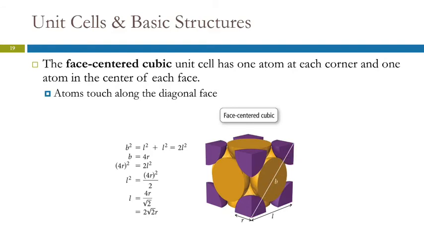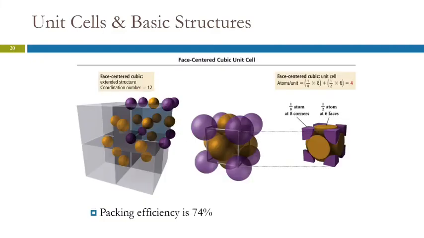And so these now are touching along the diagonal, and so we know this diagonal given as B here is 4 times the radius, right? So we've got this 1 radius and 2 radii there and another one, so that's 4r. And so you can use the Pythagorean theorem and find out that the edge length is 2 times the square root of 2 times r. There's going to be a total of 4 atoms in there.